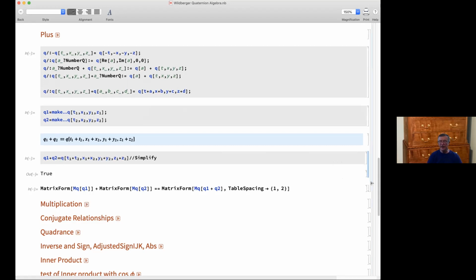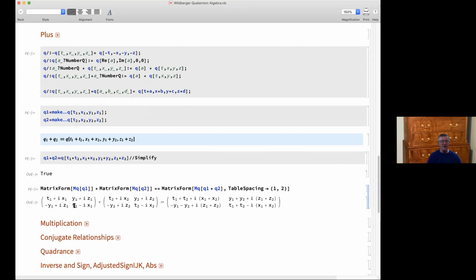Another interesting thing that I found was that if I want to show the matrix addition format, I can take the matrix of Q1, the matrix of Q2, and add those two. Using table form, I get the table spacing. I can apply that to matrix form, and therefore I get a nice output here that shows how they add and keeps track of everything in the complex version. So I thought that was rather nice.